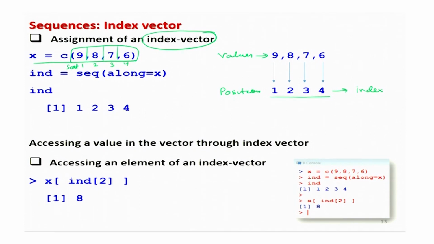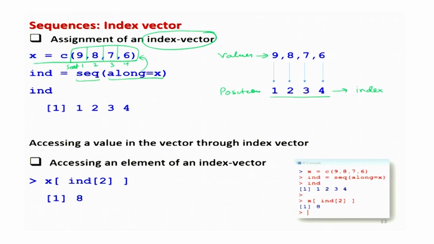So now the question is how you can create such an index vector. For that you have to use the command seq, and inside the parenthesis you have to write along, ALONG, all in lowercase, equal to x. So, what will happen? This along will read the data vector x, and then it will assign the values 1, 2, 3, 4, etc., depending on the number of values in the data vector.